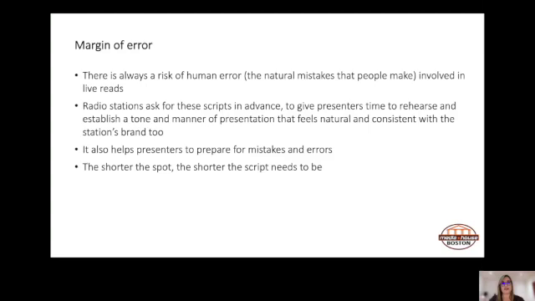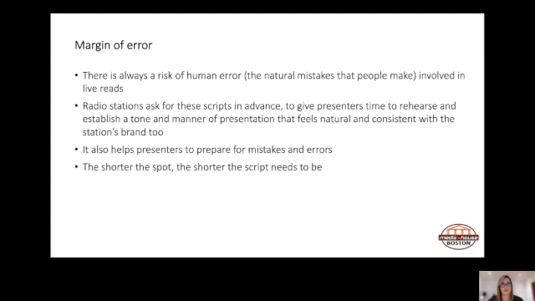Usually these errors are responded to with humor and are generally forgiven by the audience because it feels like natural human error, okay, which it is. For a standard 30-second script, it's advisable to use approximately 100 words, give or take, okay, from between 90 to 100.